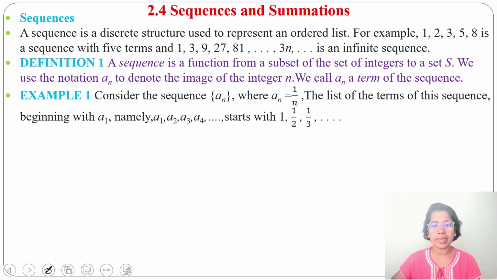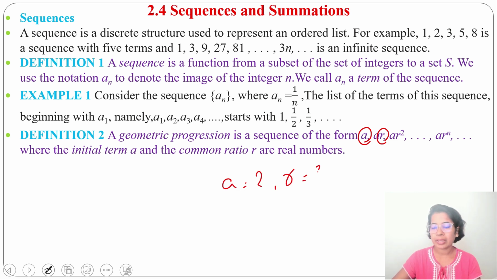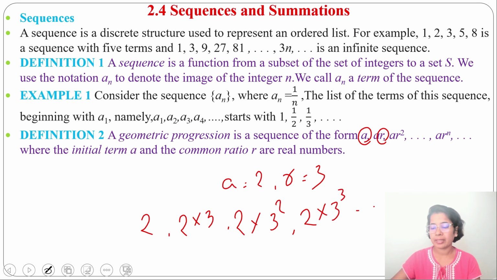Now definition 2, it's about the popular sequence GP, or geometric progression. A geometric progression is a sequence of the form a, ar, ar square, up to ar power n like this. Here the initial term is a and the common ratio is r. So let's take a equals 2, r equals 3. Then what will be the sequence? It will be 2, then 2 multiplied by 3, then 2 multiplied by 3 square, then 2 multiplied by 3 cube like this. So 2 multiplied by 3 power n.